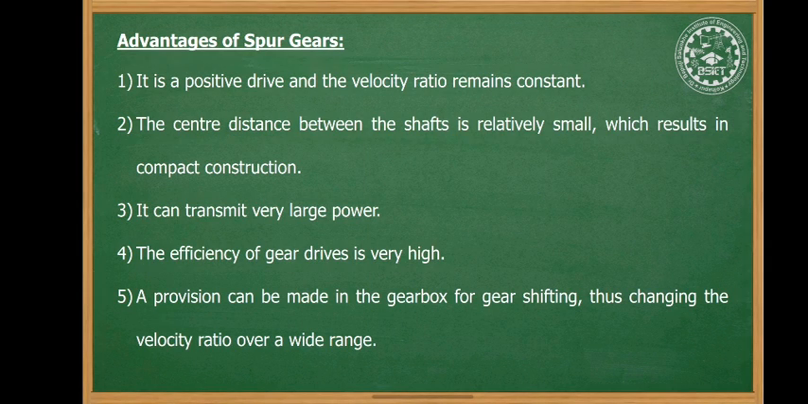Advantages of spur gears: it is a positive drive and the velocity ratio remains constant. The center distance between the shafts is relatively small, which results in compact construction. It can transmit very large power or torque. The efficiency of gear drives is very high. A provision can be made in the gearbox for gear shifting, thus changing the velocity ratio over a wide range is possible.